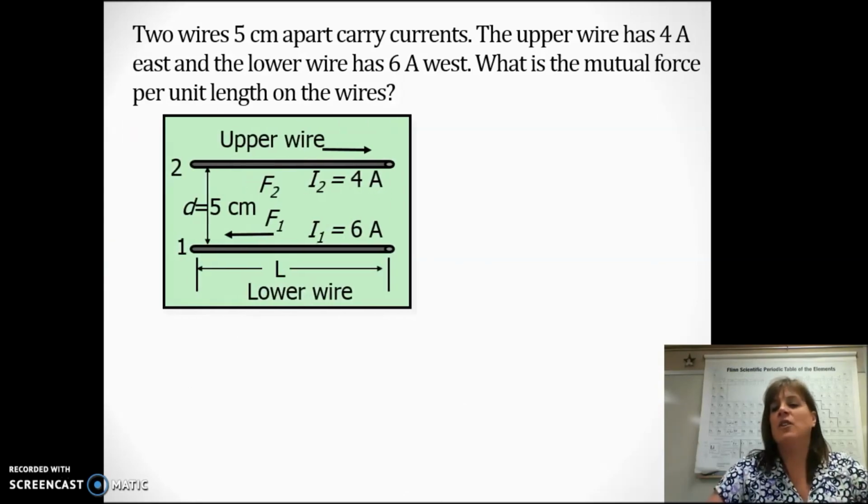All right, let's see if you can calculate out the mutual force per unit length of these wires. They are 5 centimeters apart. Make sure you work in meters. Pause the video. See if you get the right answer.